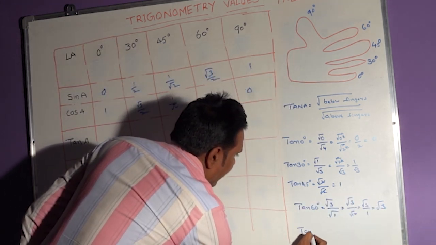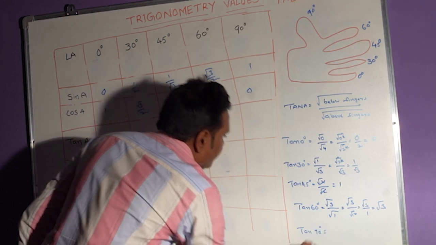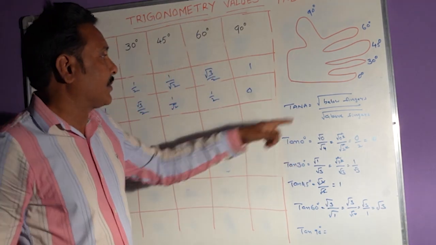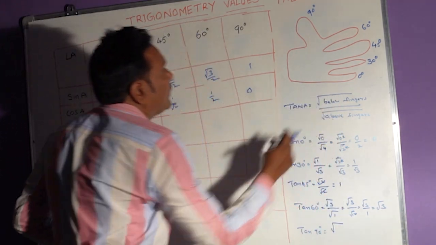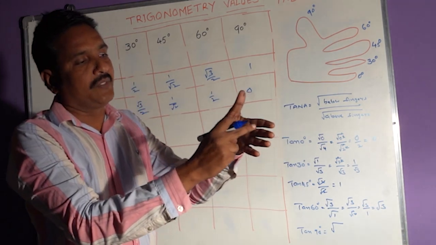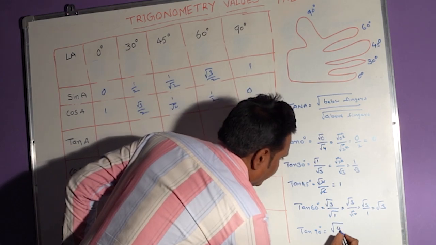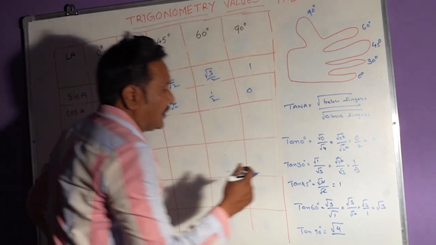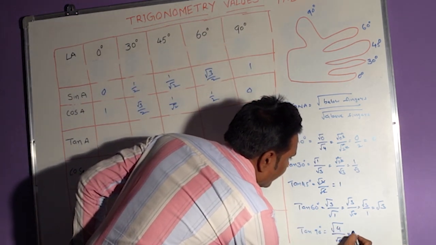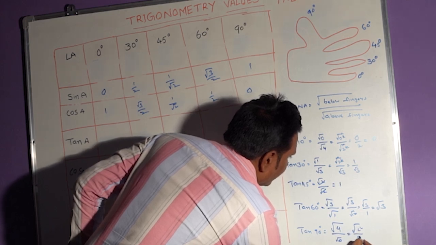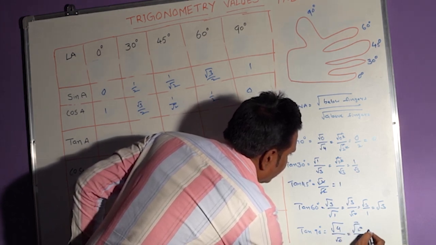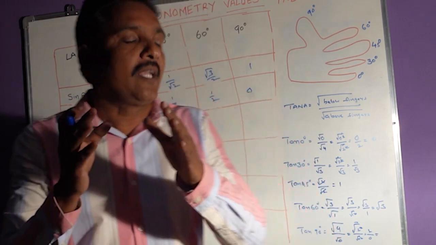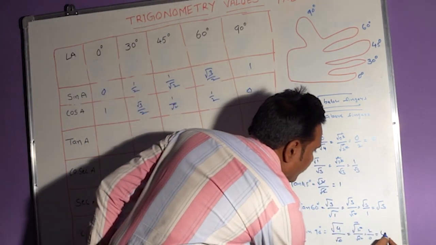Next, tan of 90 degrees. 90 degrees means the thumb finger is the 90 degree finger. Root of below fingers. Thumb finger below fingers is 1, 2, 3, 4. Root 4 by root of above finger. Thumb finger above fingers is 0. Root 0. Then root 4 is equal to 2 square by root 0, which is equal to 0. Square root cancel. 2 by 0. 2 by 0 means the denominator is 0. That value is infinity, undefinable.